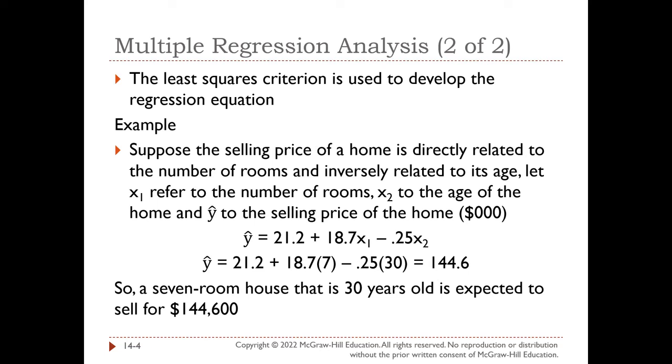Again, these slopes that we have, the 18.7 does indicate that for each increase of one room, the selling price will increase by $18,700, and the 0.25 indicates that for each increase of a year, the home will decrease in value by $250. So we can have add and subtract. One's a negative.